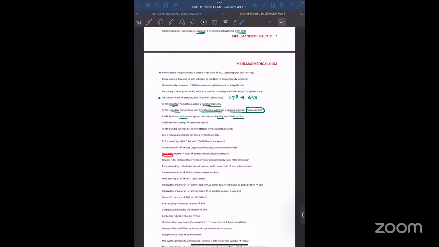Yes, new onset murmur plus a fever is endocarditis until proven otherwise. Empiric treatment for endocarditis is vancomycin or ampicillin sulbactam plus gentamicin. So endocarditis is either vanco or ampicillin sulbactam plus genta. Okay.